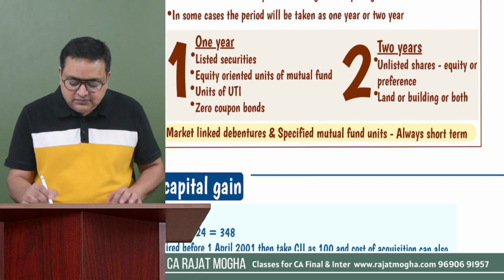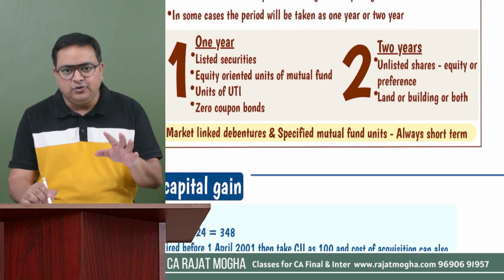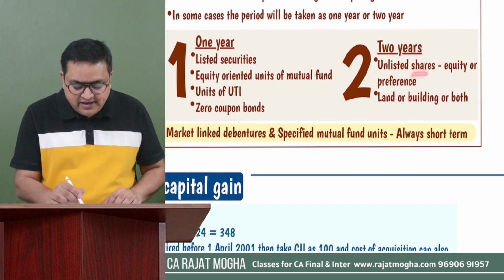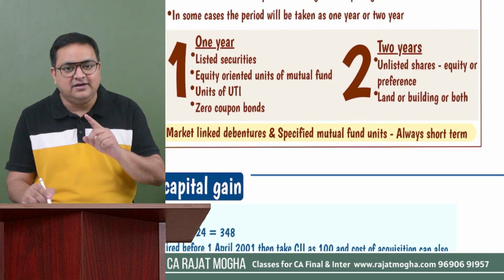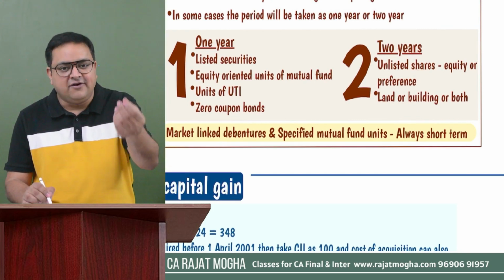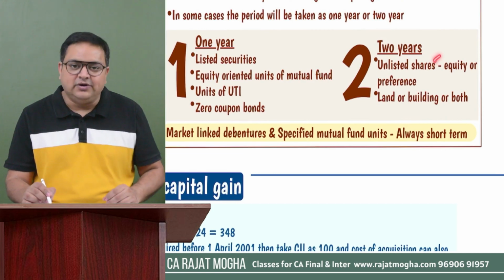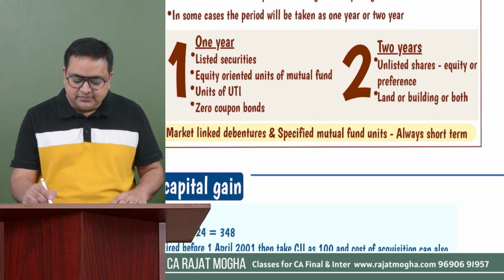2 years for unlisted shares, equity or preference, both. See, I have mentioned listed securities, but here I have mentioned only unlisted shares. So if the assessee is transferring their unlisted shares after 2 years, it would be long term, right? If it is before 2 years, it would be short term, correct?